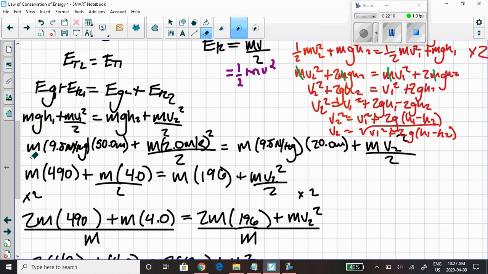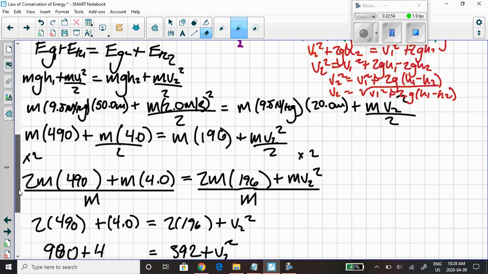Then I'm left with an m. I'm going to multiply the 9.8 times the 50, gives me 490. I still have an m here. I'm going to square the 2, gives me a 4. I still have a 2 in the denominator. Let's go over to the other side. I have my m still, because I don't know what m is. Remember that? Don't know what the mass is. I'm going to multiply the 9.8 times 20, gives me a 196. And I don't know the mass. I don't know speed, second situation, and I have a 2 here. So I leave it. What's the next thing we're going to do?